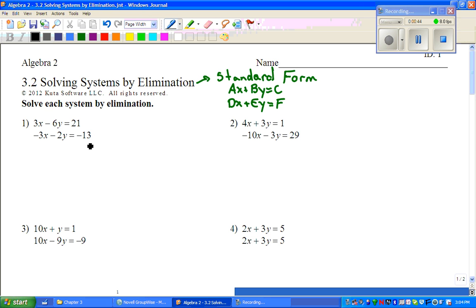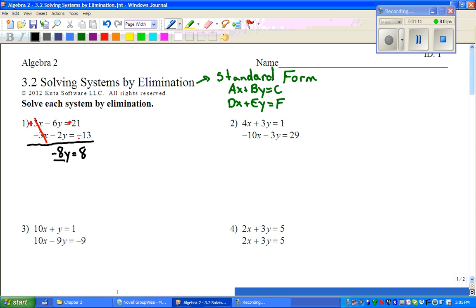So what you're going to do is look to see if you can eliminate either one of the variables. In this one, by combining my x's together, I have a positive 3x and a minus 3x. So that cancels out, which means I'm just left with my y's here. Okay? So if I have negative 6y and negative 2y, I'm going to have negative 8y. This right here is a plus 21. So I have plus 21 minus 13, which is going to give me 8.